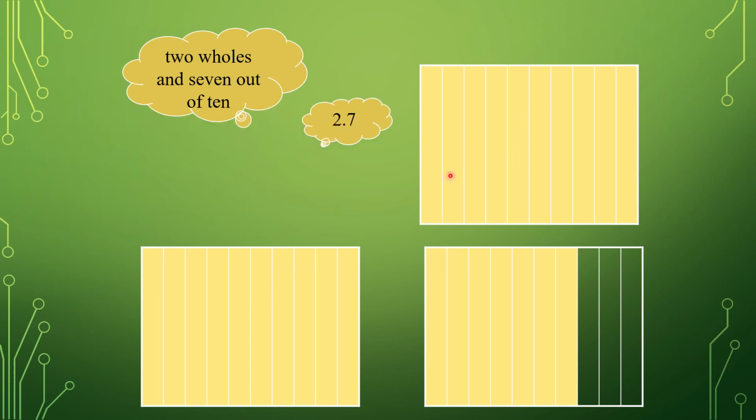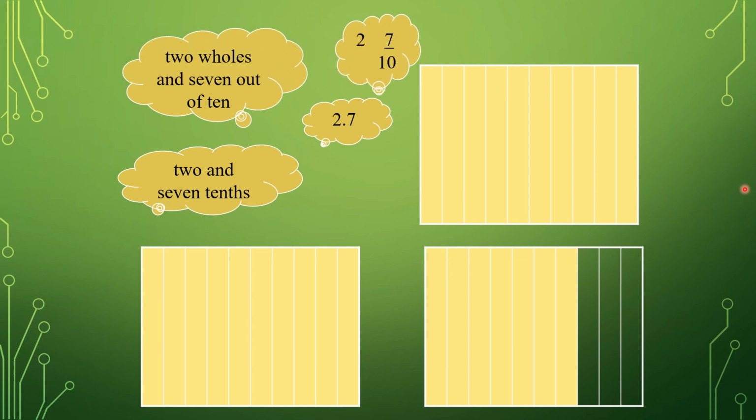2.7, because two wholes, the whole picture is shaded, isn't it? The whole picture has been shaded, so 2 whole parts. And here, out of 10, 7 parts are shaded, so 7 over 10 means it is representing the 10th part, so 7 will come at the 10th place. So the number name can be 2 and 7 tenths. Or if you want to write it as a mixed fraction, it can be written as 2 and 7 over 10.